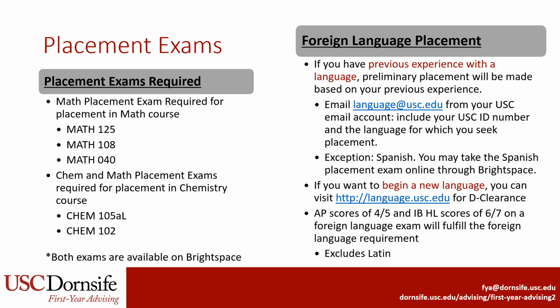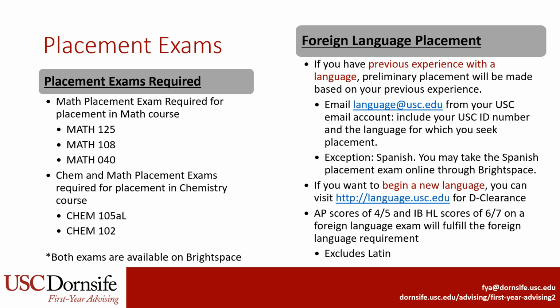All Dornsife students are required to fulfill level 3 of a foreign language. If you have an AP score of 4 or 5, besides Latin, or an IB higher level score of 6 or 7, you may satisfy the foreign language requirement. If you are fluent in a language, you may take a competency exam to satisfy the foreign language requirement. If you are an international student, you might be exempt from the requirement.